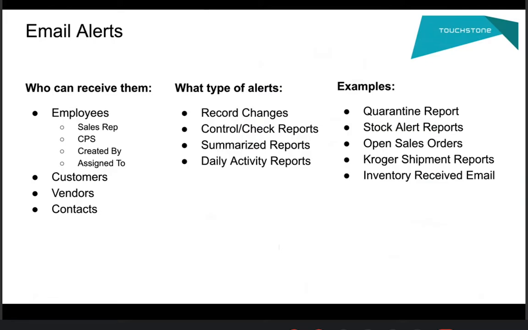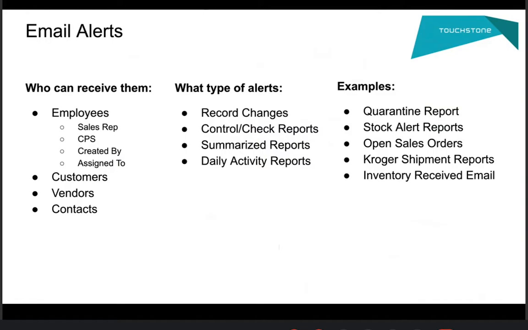So we do this on record changes. If it goes from one value to another, we can send an alert. We do this when inventory is received in the back. The GSA team gets an email notification. We also do control or check reports. If information is missing or margin is low, we can do control reports to notify you that, hey, this is wrong. Then there are summarized reports and daily activity reports.